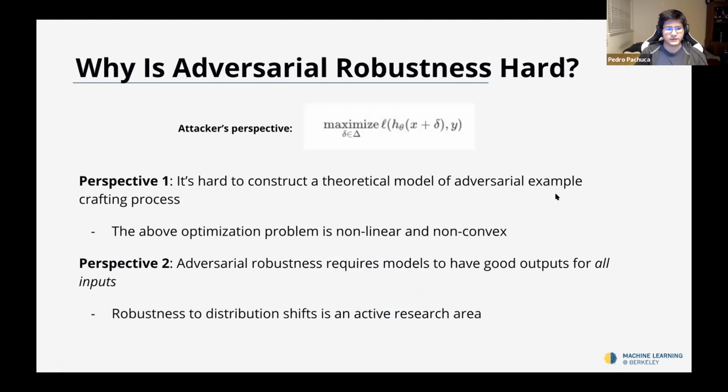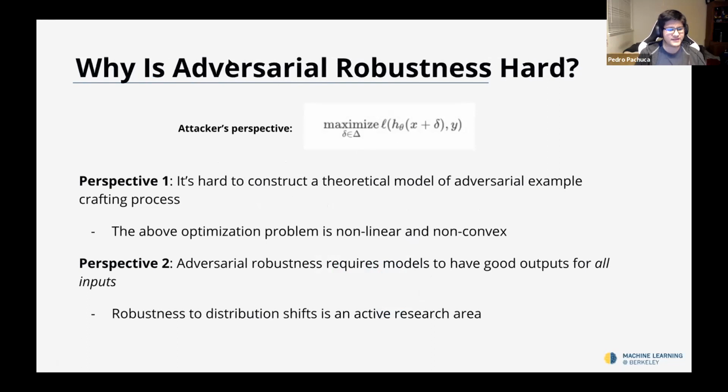Okay, so now that we see why having adversarial robustness is important, let's talk about why it's hard to do. So looking at this from the attacker's perspective, we see that all they really have to do is to maximize this equation, which really means that they have to maximize the loss, adding some perturbation onto the original image, the loss compared to some truth value. And so we have this loss being very high and the perturbation being very small or within some bound.